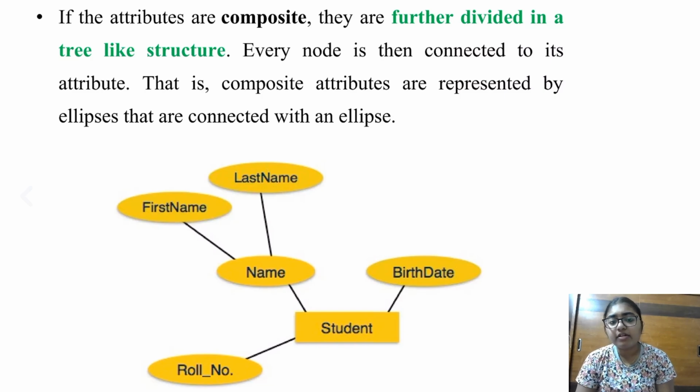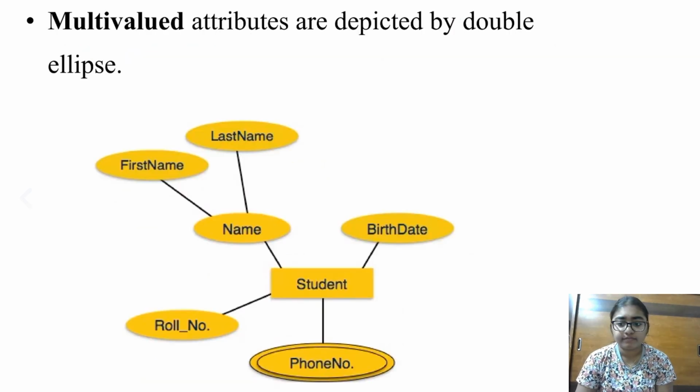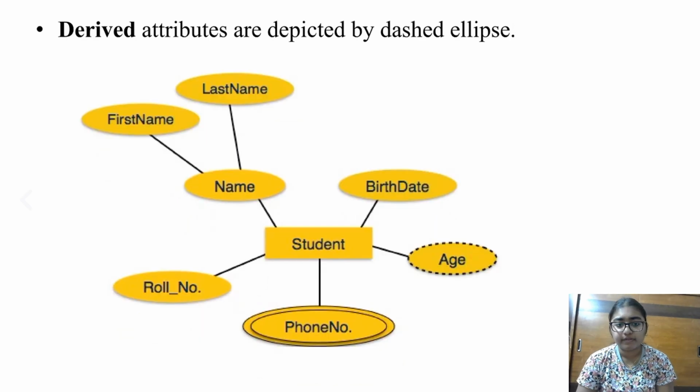If the attributes are composite, they are further divided in a tree-like structure. Every node is then connected to its attribute. That is, composite attributes are represented by ellipses that are connected with an ellipse. Multi-valued attributes are depicted by double ellipse. Derived attributes are depicted by dashed ellipse.